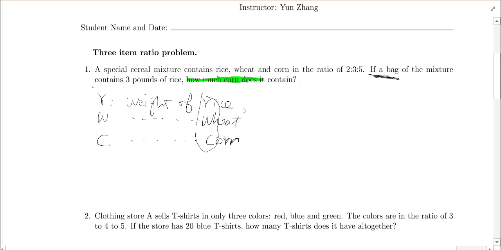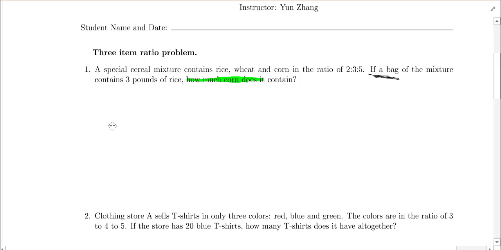So in this question, because this is a ratio problem, I'm going to solve it in the typical way we solve it. A typical way of solving a ratio problem is introducing a factor. Let me just quickly go over the idea. Say we know the ratio of rice to wheat is 2 to 3. So it means R to W is 2 to 3, right?